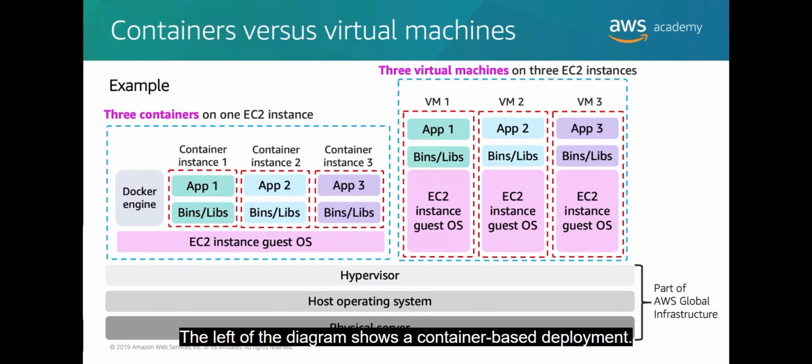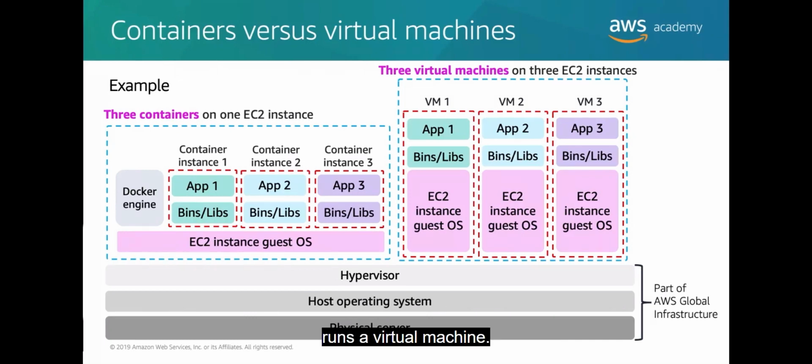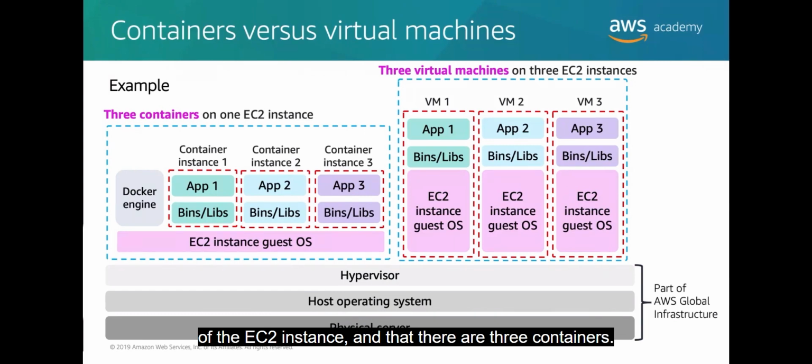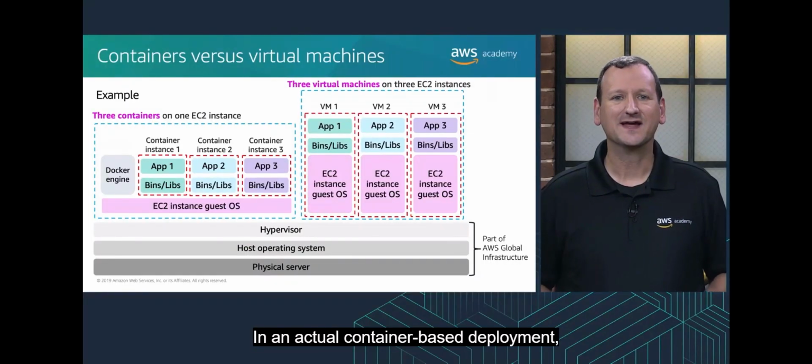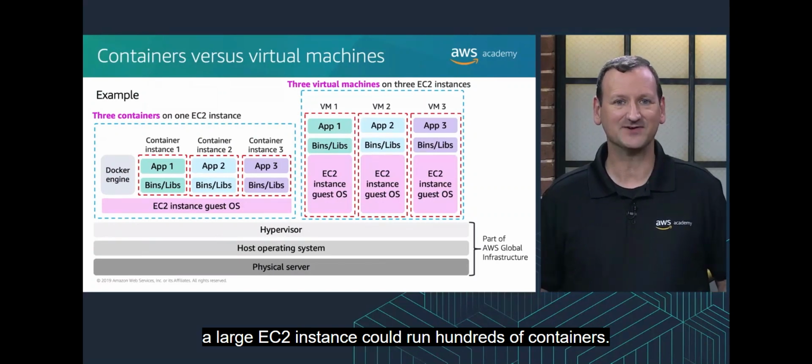The left of the diagram shows a container-based deployment. Here you see that only one EC2 instance runs a virtual machine. The Docker engine is installed on the Linux guest OS of the EC2 instance, and there are three containers. In this container-based deployment, each app runs in its own container, which provides the process isolation, but all the containers run on a single EC2 instance. The Docker engine is present to manage how the containers interact with the Linux guest OS, and it also provides central management functions throughout the container lifecycle. In an actual container-based deployment, a large EC2 instance could run hundreds of containers.